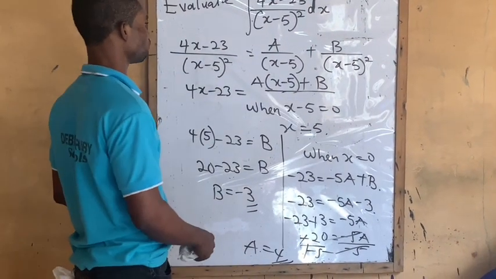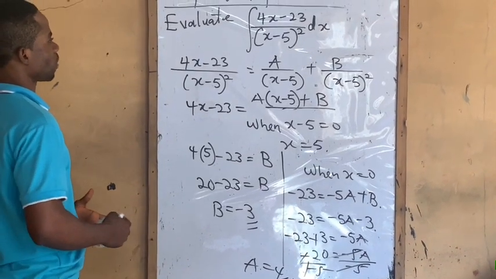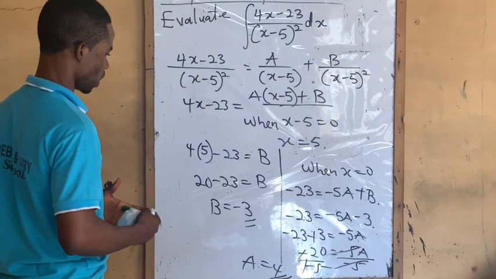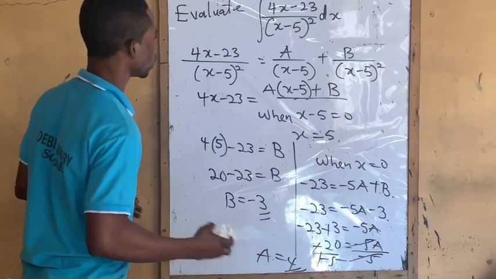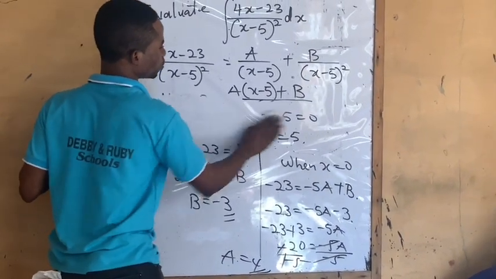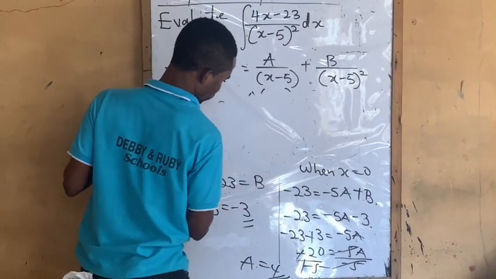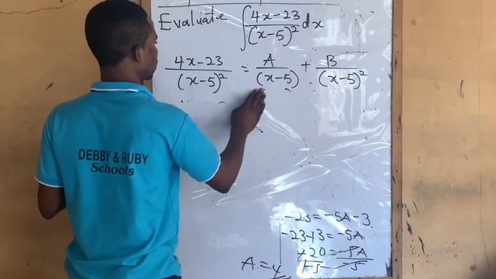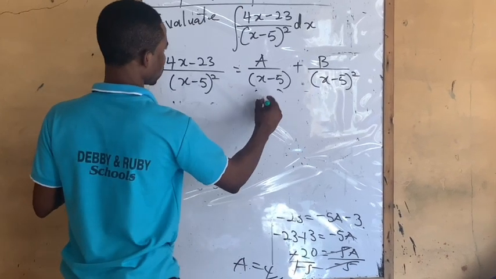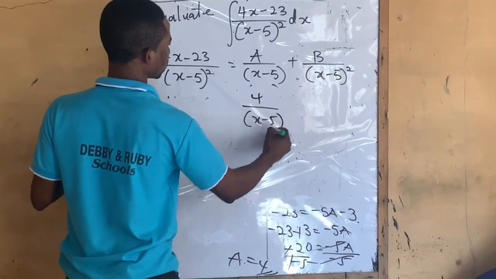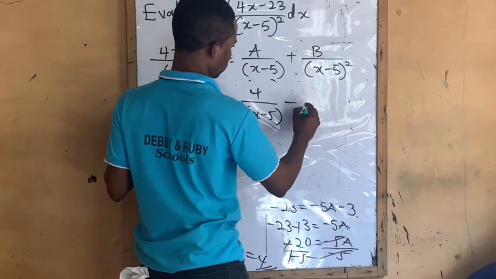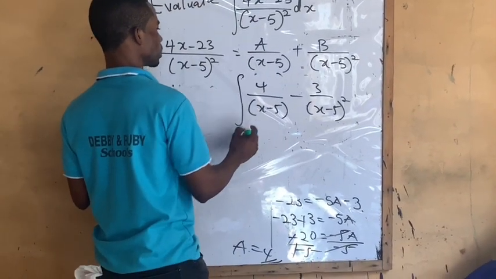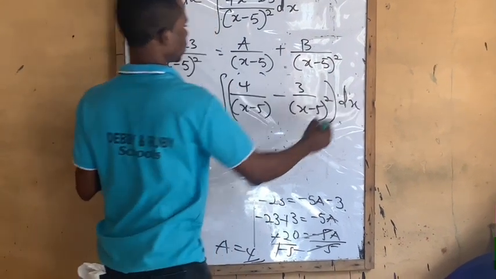Now that I've gotten my B to be minus 3, as you can see, and our A is 4, what to do next is that we'll now integrate it. Just substitute my A here, that is 4 all over x minus 5, and this has turned to minus 3 all over x minus 5 squared. I want to integrate it dx.